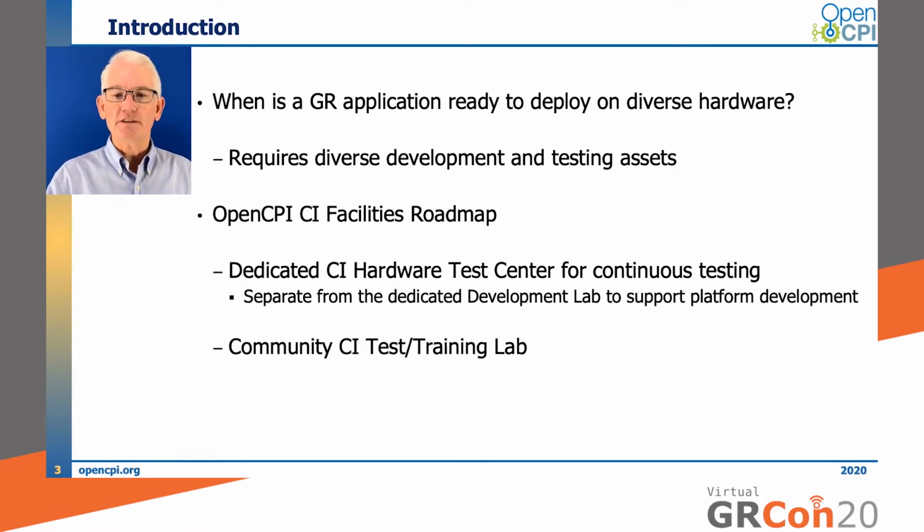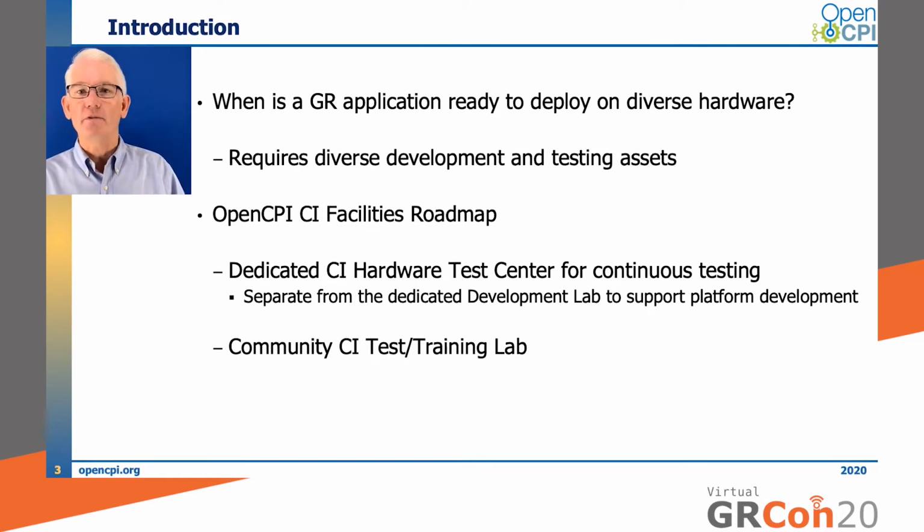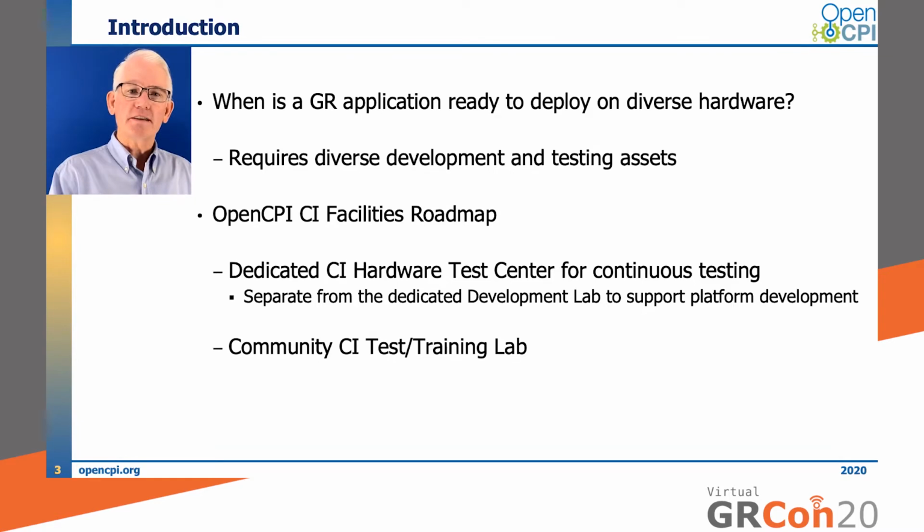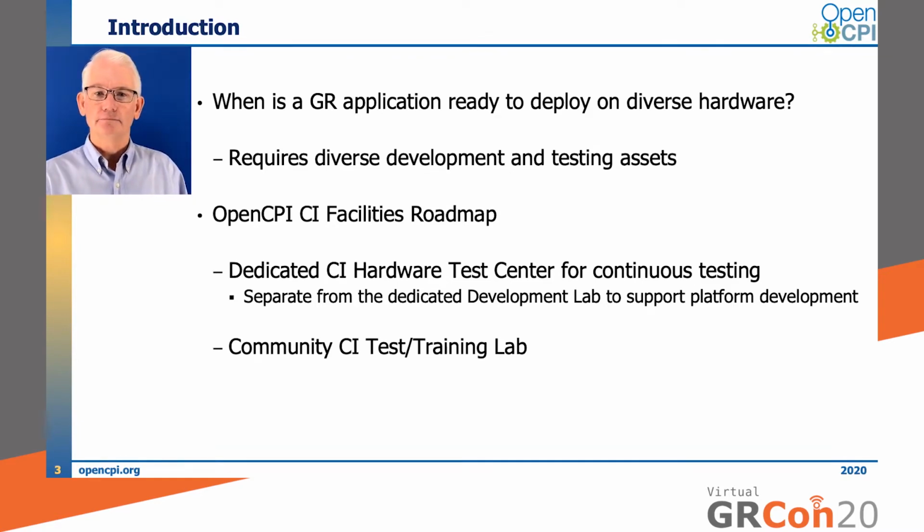In seeking to address this issue of developer access to a set of diverse hardware assets, the OpenCPI team has a roadmap with two CI facilities. The first is a dedicated CI hardware test center for continuous testing, and that's separate from the dedicated development lab to support OpenCPI and software and support platform development. The focus of this talk will be on the Community CI Test Training Lab.